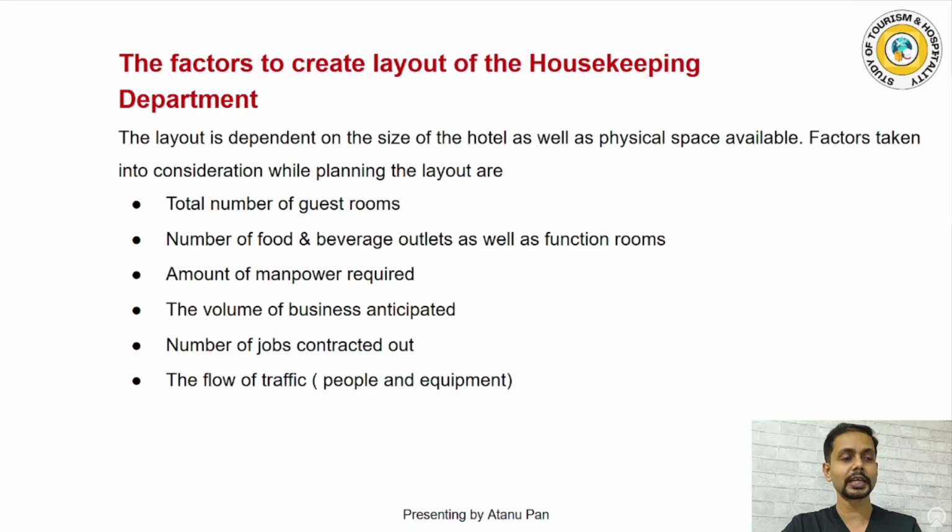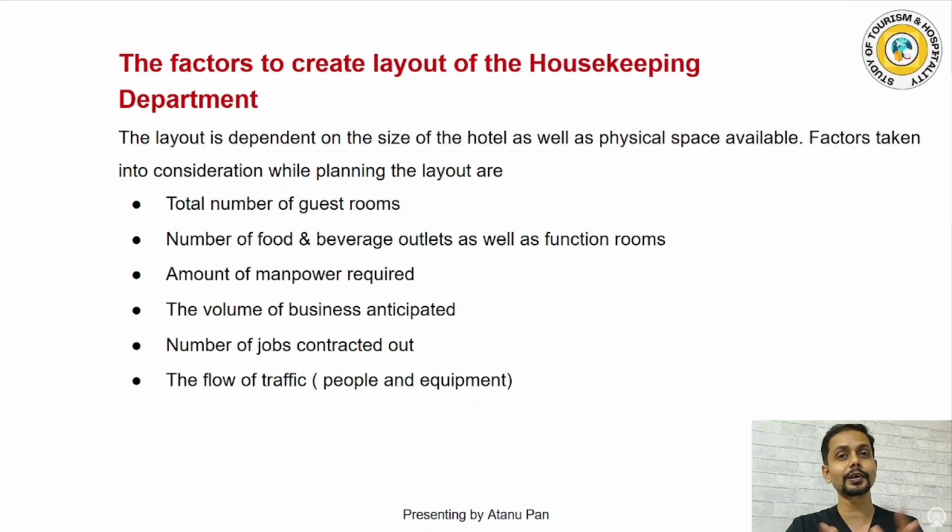Next is the flow of traffic, people and equipment. Flow of traffic means how many people are moving. You have seen in the first layout of the housekeeping department, there is a corridor where people from all the departments come to give their uniforms for washing and to collect fresh uniforms. So that is the people, the flow of traffic. And equipment means the linens which are carried. The linen chute is used for bringing down the dirty linens, but there is no equipment that can bring the fresh linen to the different floors.